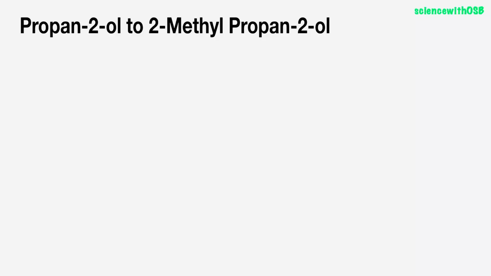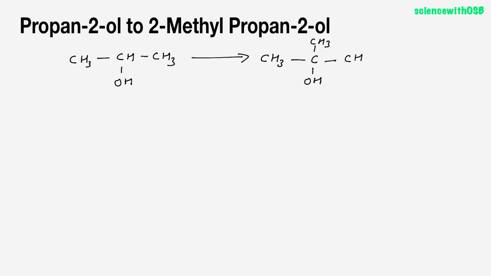Meta-nitroacetophenone. Propan-2-ol to 2-methylpropan-2-ol. Before doing the conversion, we can write the reactant and product. What is the reactant? Propan-2-ol, so CH3CHOHCH3. What is the product? It is 2-methylpropan-2-ol. So what is that? CH3C(CH3)(OH)CH3.